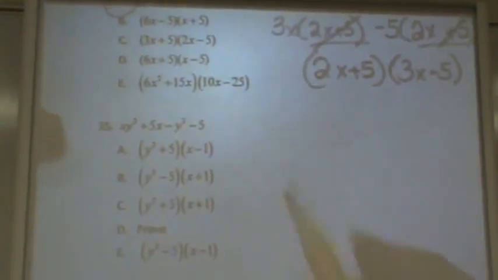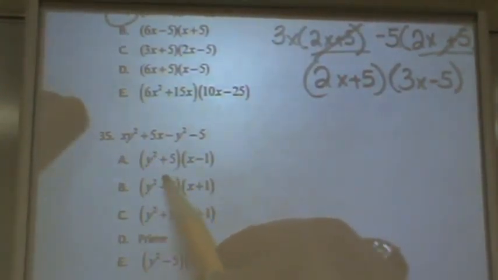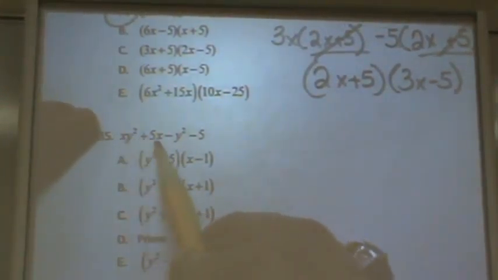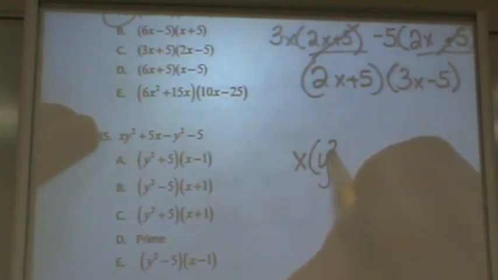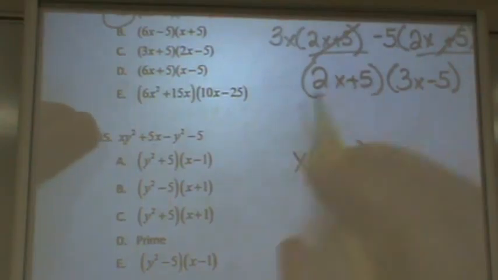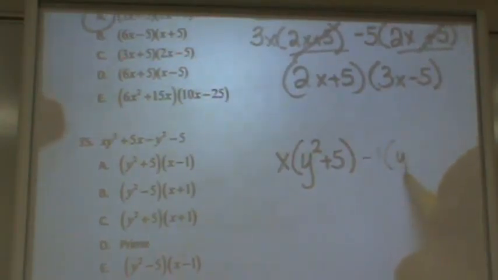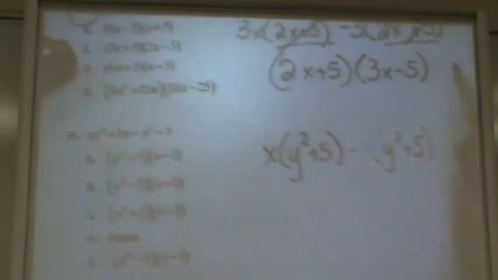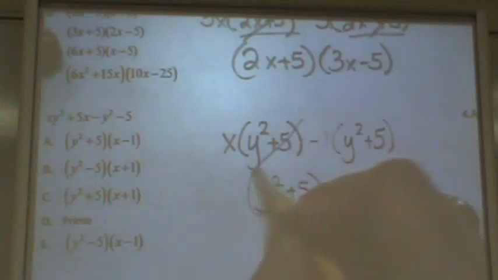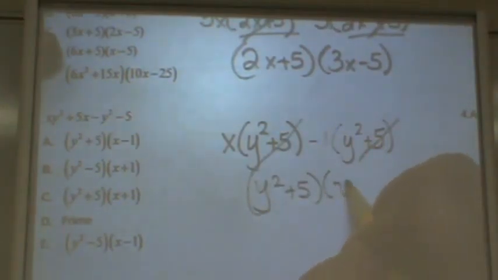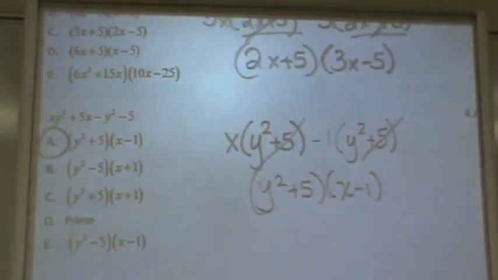35 also would be done with grouping. For 35, I would pull out, in these first 2 terms, an x, and then you're left with y squared plus 5. And for this one, I would pull out a negative 1, and you're left with y squared plus 5. So we have y squared plus 5, common to both, and then we have parenthesis x minus 1, which is A also.